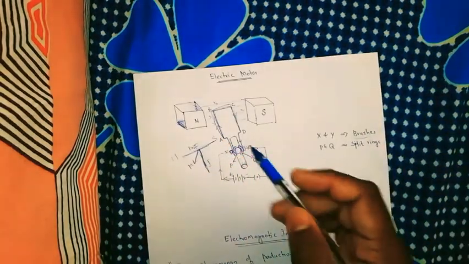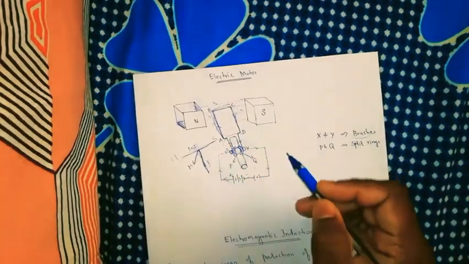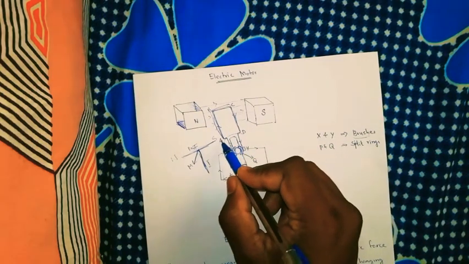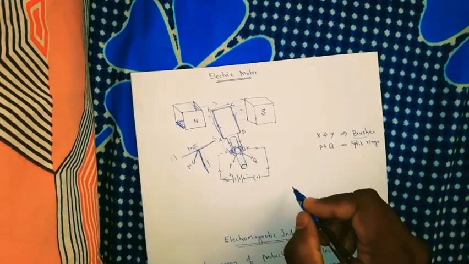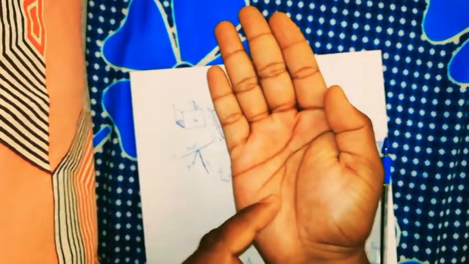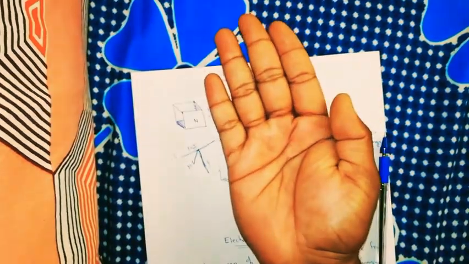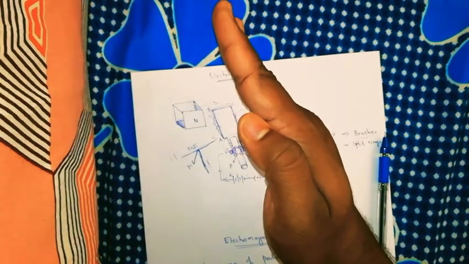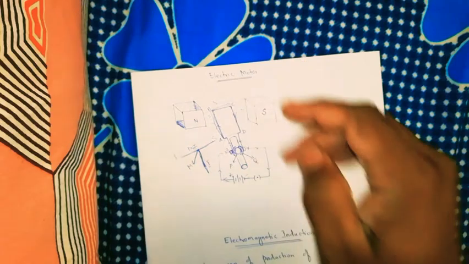It goes down. So it rotates in an anti-clockwise direction. So what happens? AB will go down and CD will come up. It will be like that. This is A, B, C, D. So in the first rotation, it goes like this. CD comes up, AB goes down.